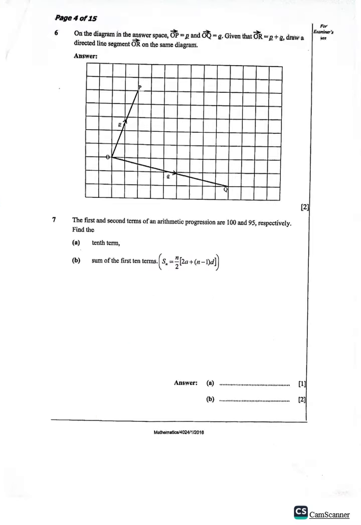Okay, now we move on to question 6. Now question 6, we are dealing with vectors. On the diagram in the answer space, OP is equal to vector P and OQ equals vector Q. Given that OR equals P plus Q, draw a directed line segment OR on the same diagram. So here we are dealing with vectors, and the OR is just the sum of the two given vectors.